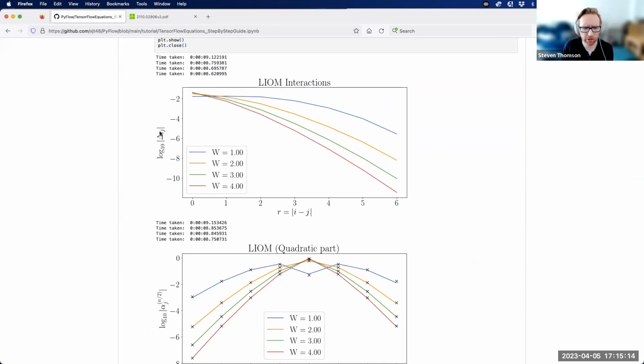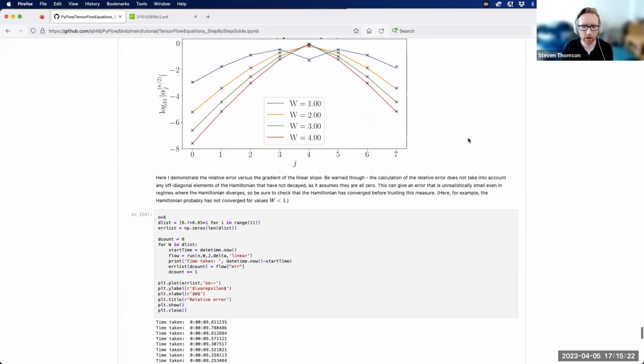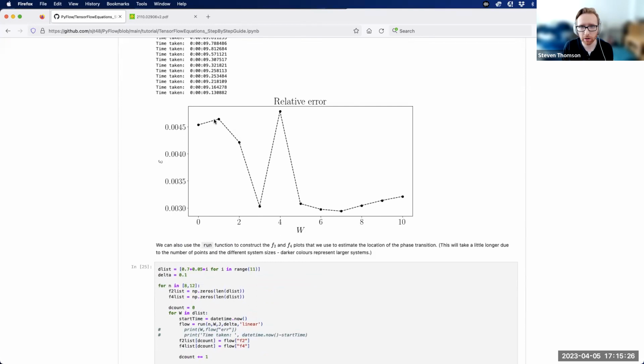This is the interaction term of the Hamiltonian. This bottom figure is a transformed L-bit operator in real space, so you can see the real space support of the L-bits. And then you can compute things like relative error, comparing the eigenvalues against ED. There's a kind of weird spike here. I don't know why that is, but you can see the numbers are all pretty small. So the relative error here in the eigenvalues is very small.